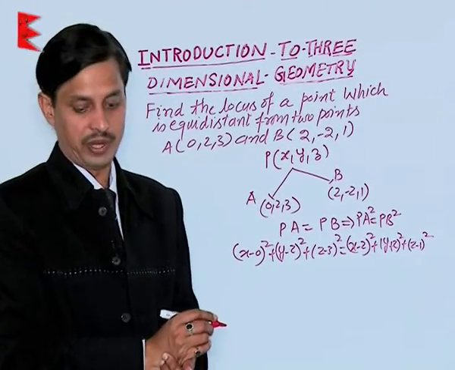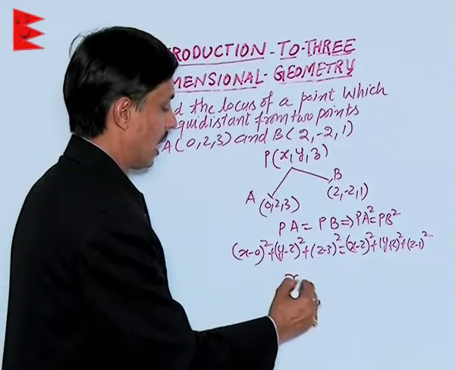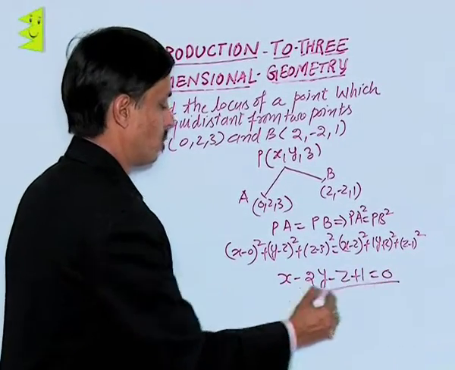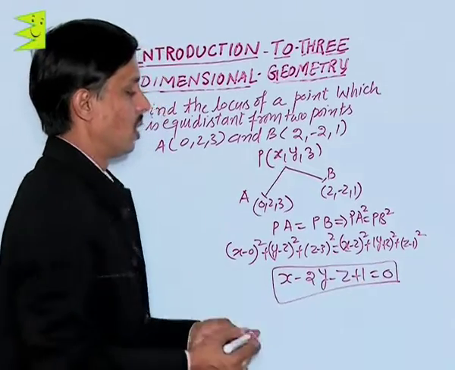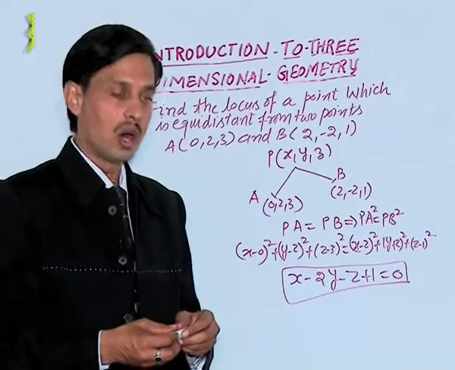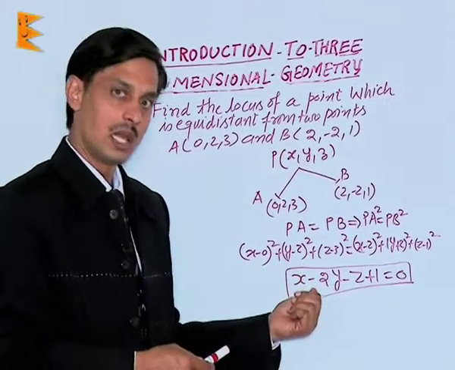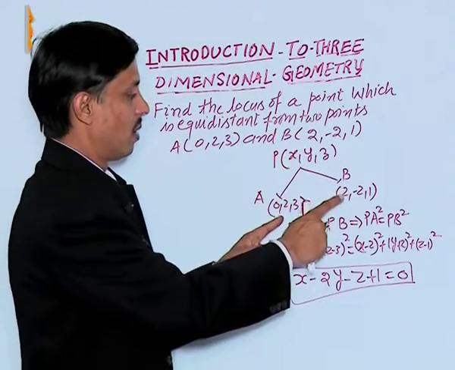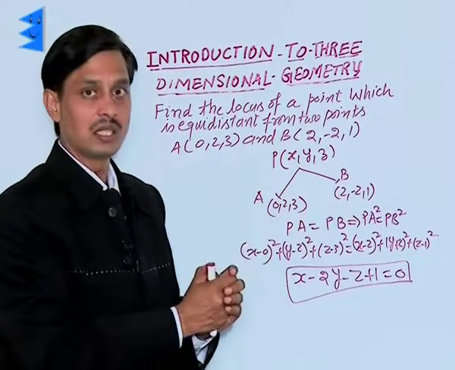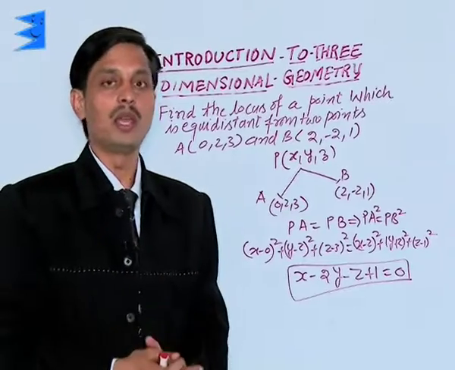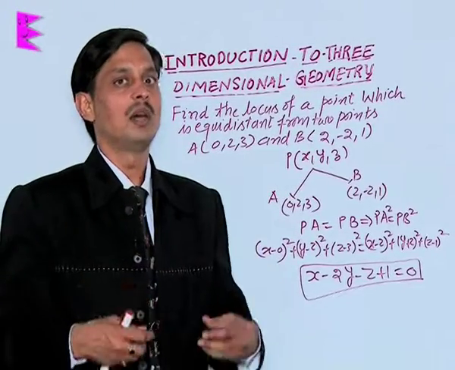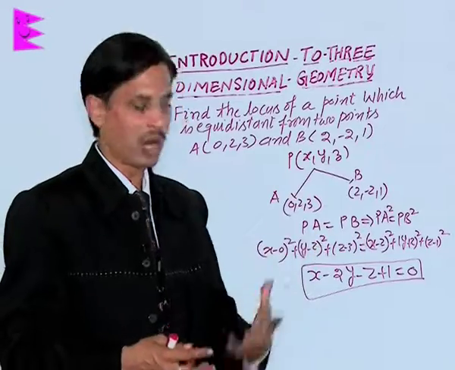If we solve it, we will get x minus 2y minus z plus 1 is equal to 0 as the locus, or equation of the path, of that point which moves at equal distance from the given points A and B. So locus is nothing but a condition as per the requirement of the question.